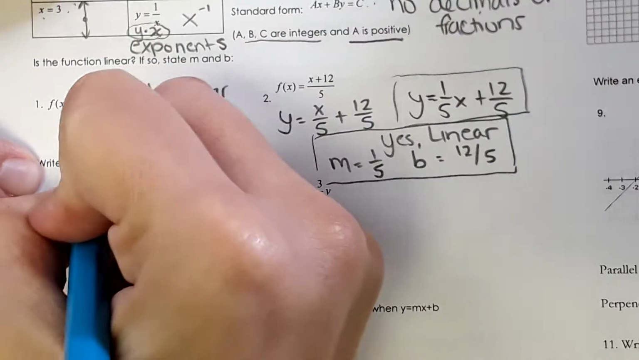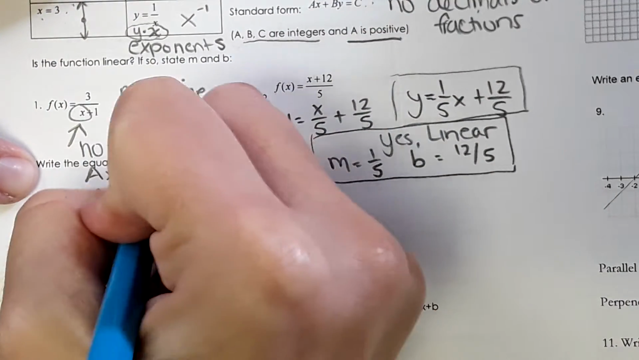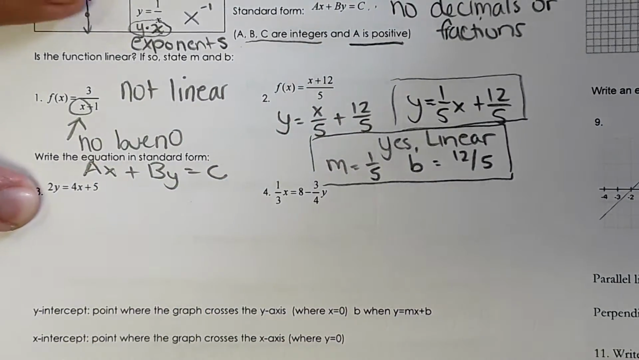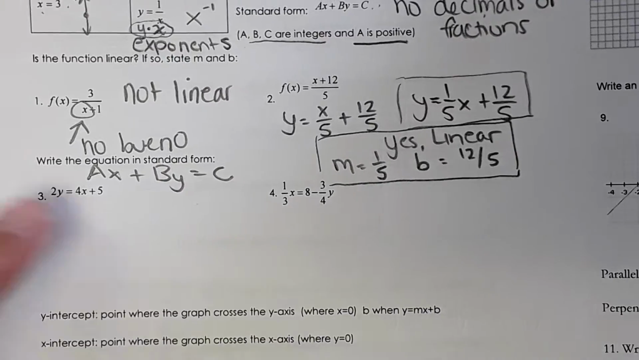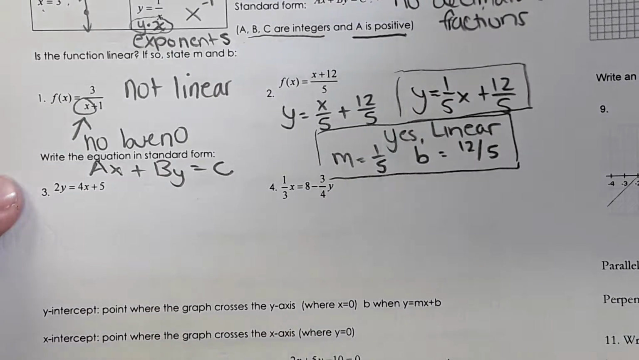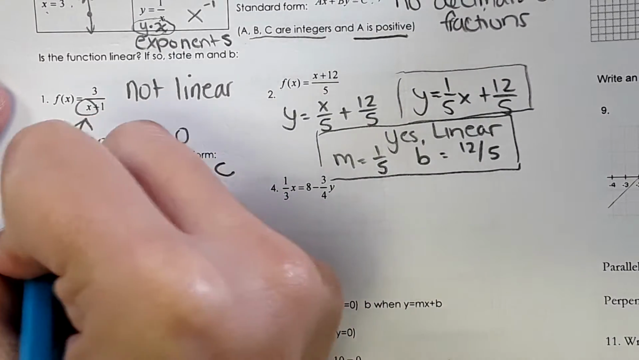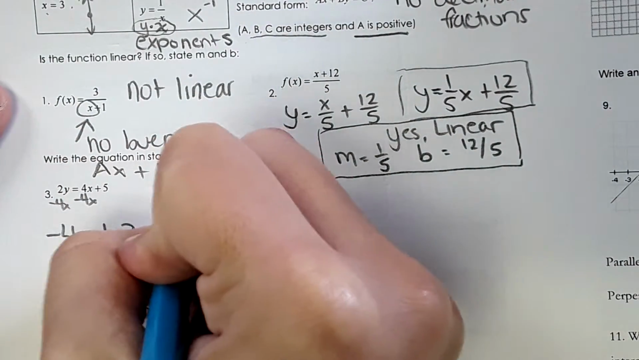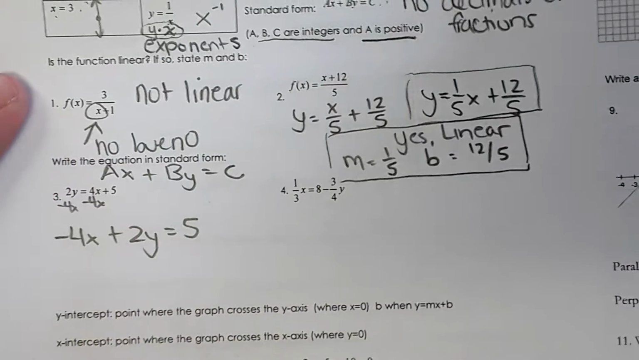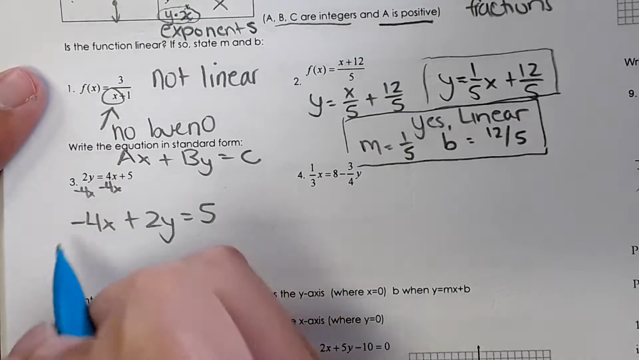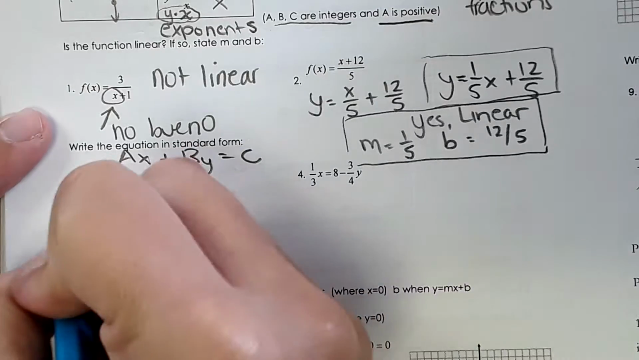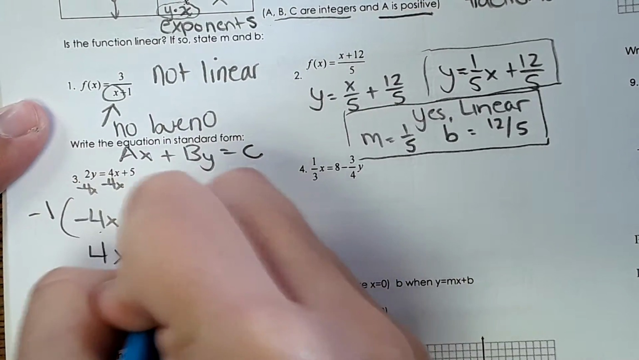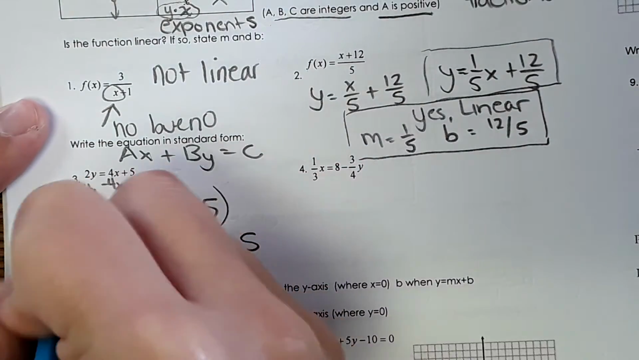Next, write an equation in standard form. So standard form is the ax plus by equals c. So we have to rearrange this to match this. So in this case, we have to get the 4x on the other side of the equation. So we'll subtract 4x from both sides. We get negative 4x plus 2y equals 5. We're getting close. Remember, this cannot be negative. A can't be negative. So we're going to multiply this whole thing by negative 1 to get positive 4x minus 2y equals negative 5.